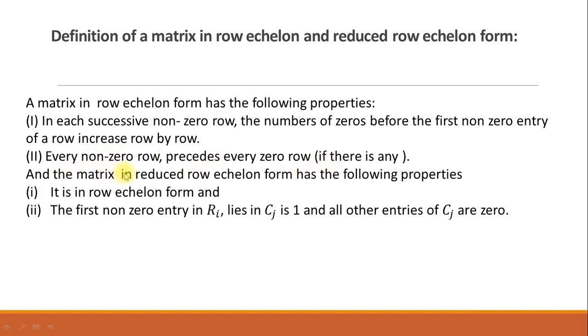And the matrix in reduced row echelon form has the following two properties. Number one, it is in row echelon form, and number two, the first non-zero entry in row Ri, which lies in column Cj, is 1, and all other entries of column Cj are 0.